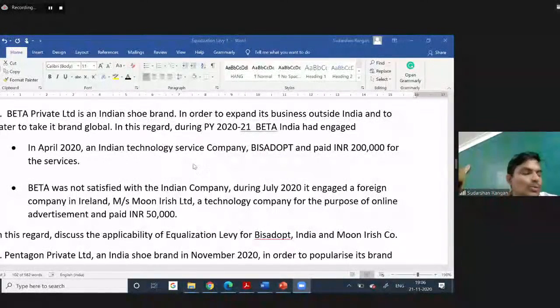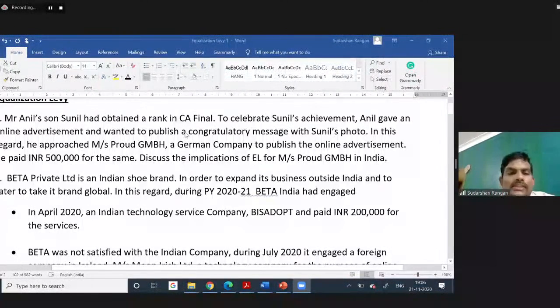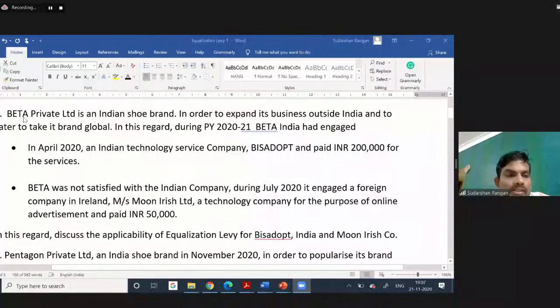All right, so let's move on to the second question. So the first question, I hope you are clear. For equalization levy, there has to be a resident service recipient. So a payment has to be made to a non-resident service provider, and it has to be made from a resident buyer, and it should be for online advertisement. However, there are some exclusions. One of the exclusions is if it is for personal purposes or between B to C, equalization levy won't trigger. Now let's look at the next question.